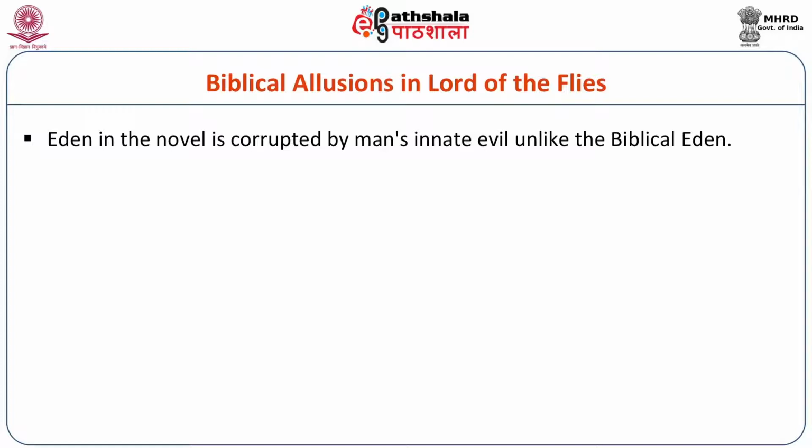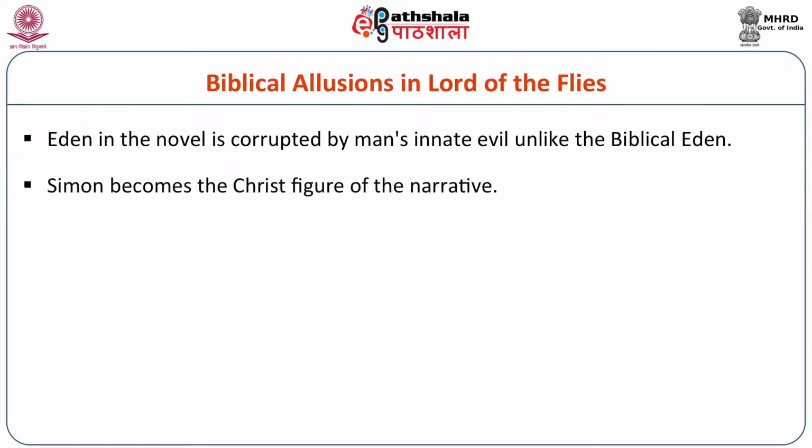Now, in the novel, Eden is corrupted by man's innate evil. This is very different from what you have in the biblical narrative. Here the corruption is because of whatever is there within us, unlike the biblical narrative, because in the biblical narrative you have somebody else intruding or coming in, Satan coming in the form of a serpent.